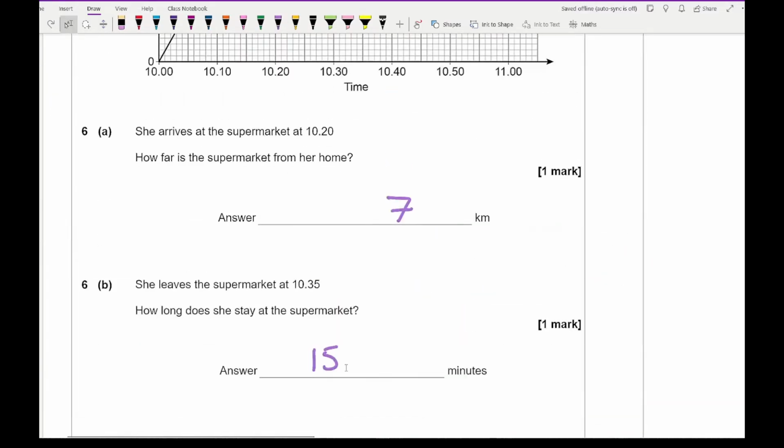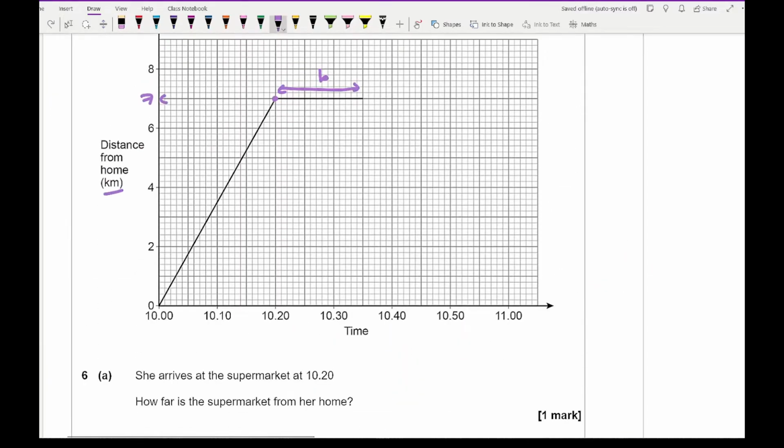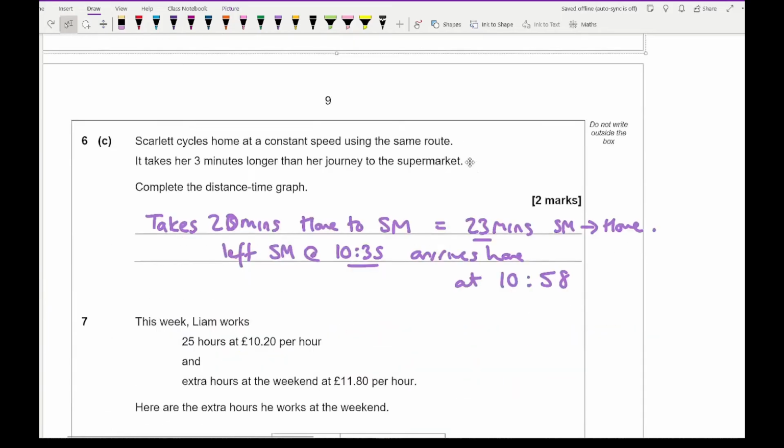So going back to the graph, we then need to find 10:58, which is at this point here. Then all that's left for me to do, because she's traveling at a constant speed, is just draw a straight line from when she leaves the supermarket to 10:58. And again, want to be as accurate as possible, making sure you're using a ruler for that line.